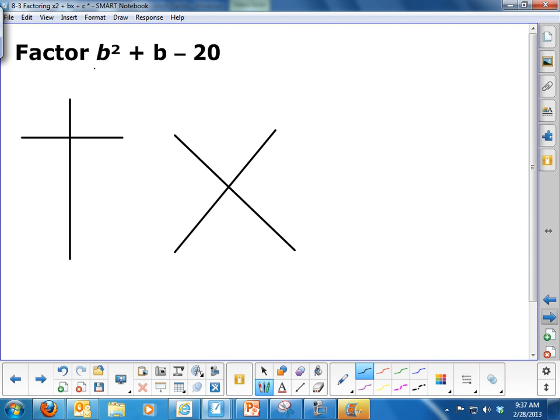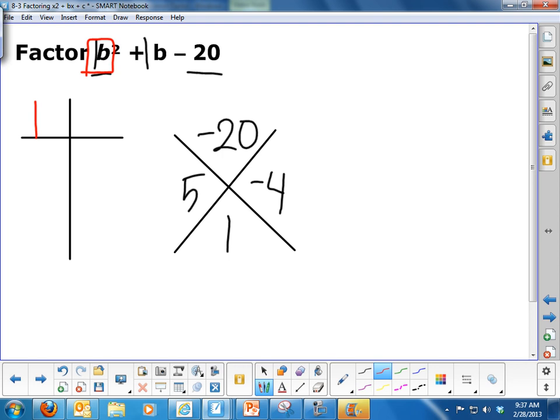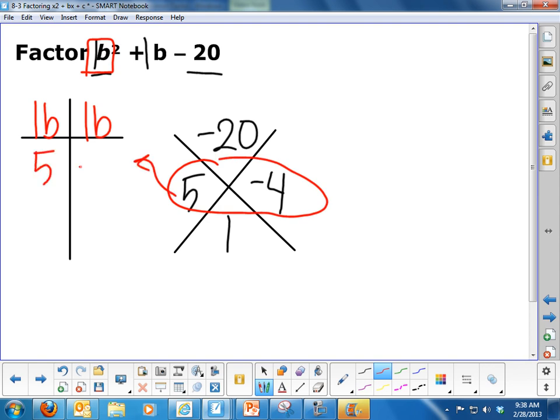I'm going to take the 1 in front of the b squared and multiply that times my last number. 1 times negative 20 gives me negative 20. This middle term is a 1, so that goes right there at the bottom. What factors multiply to give me negative 20 that add to give me 1? That's going to be 5 and negative 4. Now that I have those, I start making my t. I carry the first coefficient 1 with the first variable, b. So 1b and 1b. I take these two numbers and put them right underneath, 5 and negative 4.